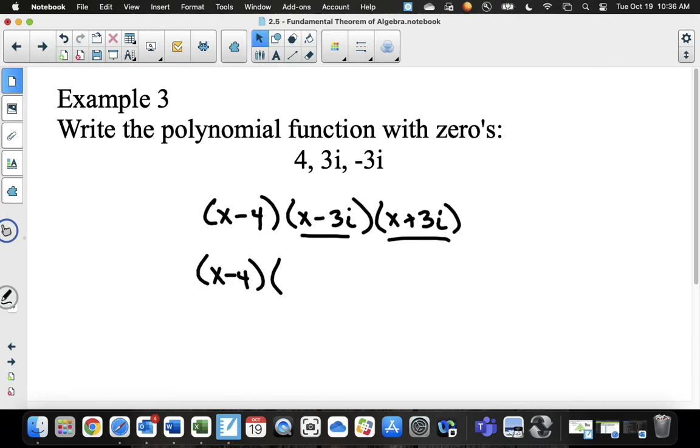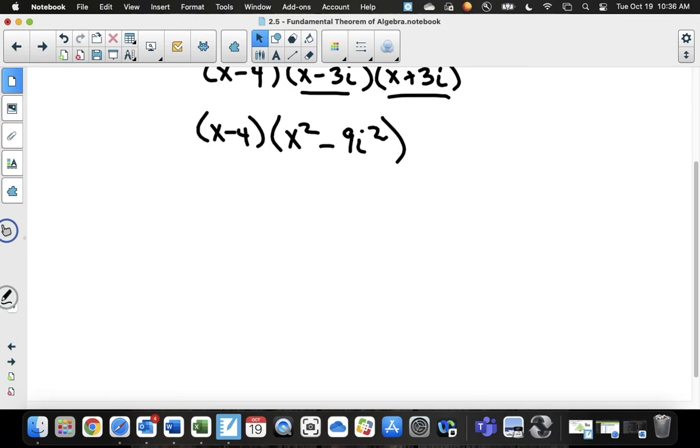So x times x, I know I'm going to get an x squared. Negative 3i and positive 3i, I end up with a negative 9i squared. Not that you couldn't multiply out the other terms, I just don't need to because they're going to cancel out anyway, if you understand that ahead of time. Which means, by the way, what's my second factor?